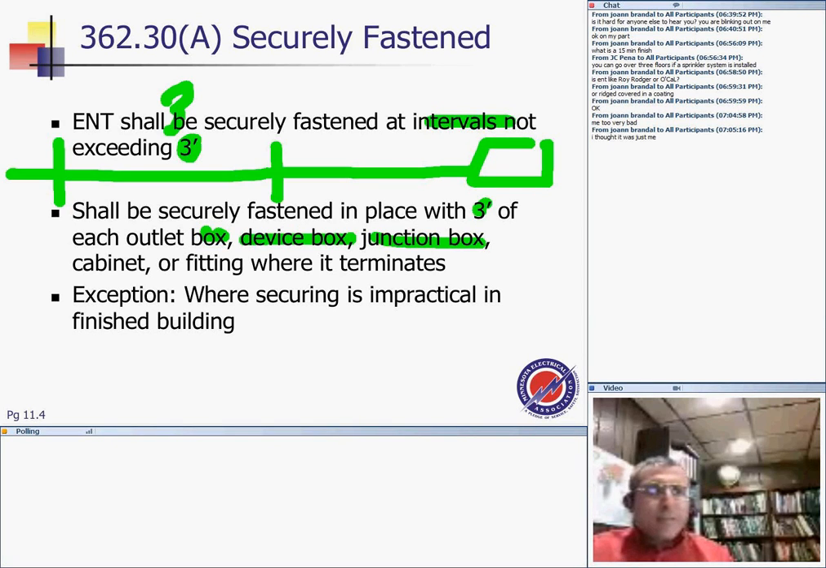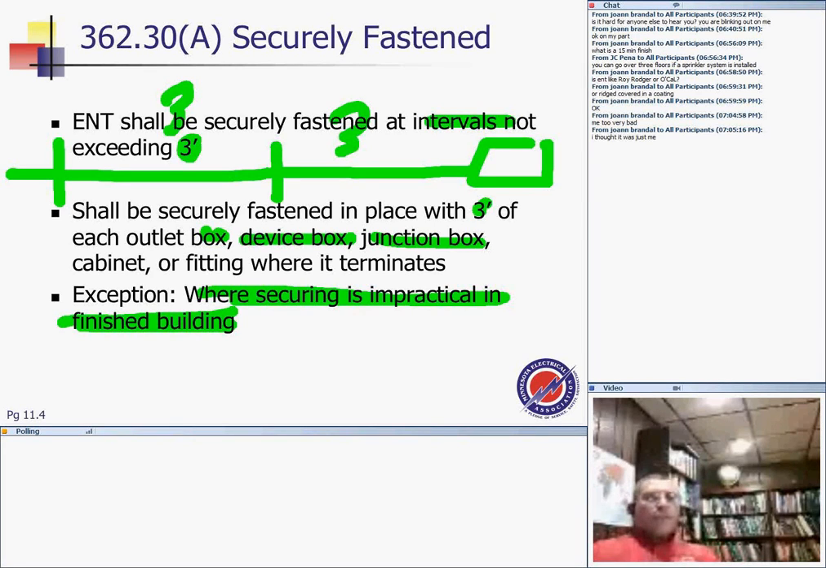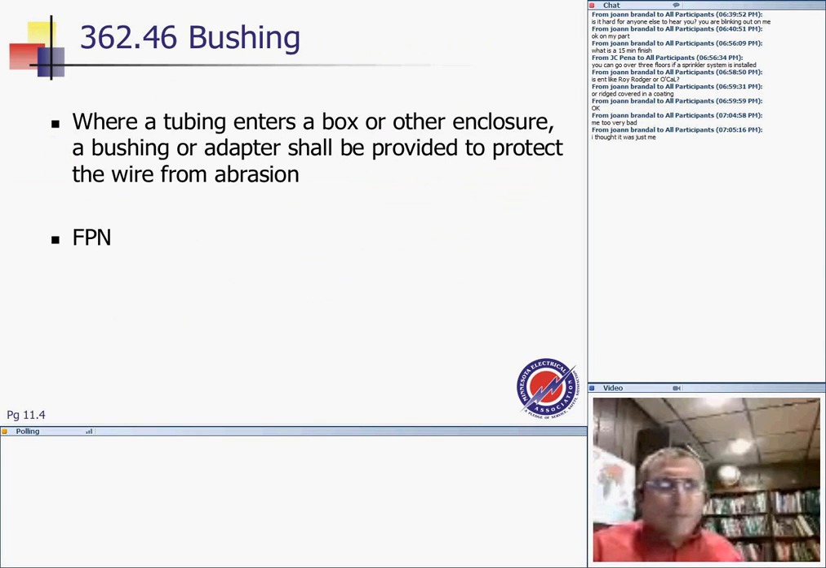So my first 3 feet. Here's my 3 feet. Cabinets and so forth. Exceptions where you fish it. You don't have to. This is a conduit system, but because it's pliable, you can fish it. Then you don't have to support it. Okay, so every 3 feet intervals and every 3 feet from a box.